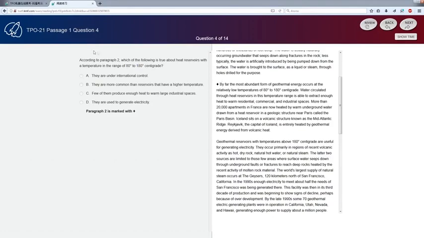Go ahead and find the second paragraph, skim through it, and try to find 80 and 180. It's a piece of cake. That's how simple it is. The TOEFL reading section is so simple, guys, if you know how to really follow the strategies I'm going to be teaching you in this video and in the upcoming videos. So 80 and 180, okay? Easy to find in the first sentence. What does it say? By far the most abundant form of geothermal energy occurs at the relatively low temperatures of 80 to 180 centigrade.